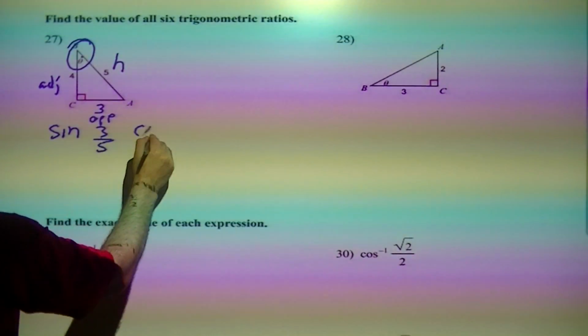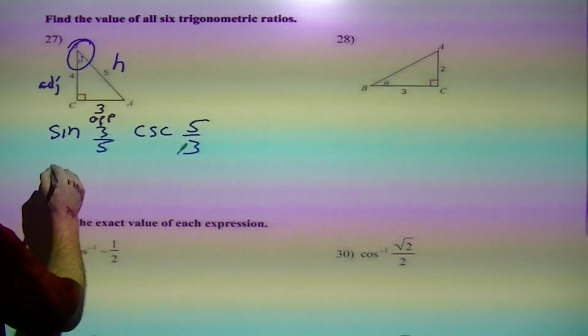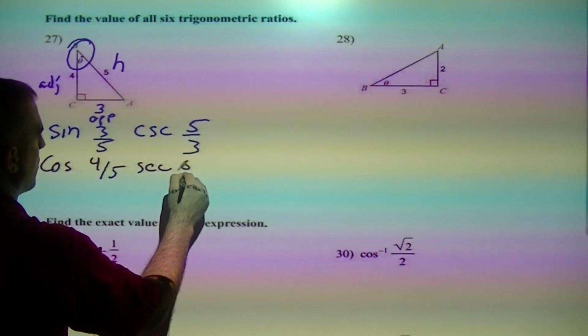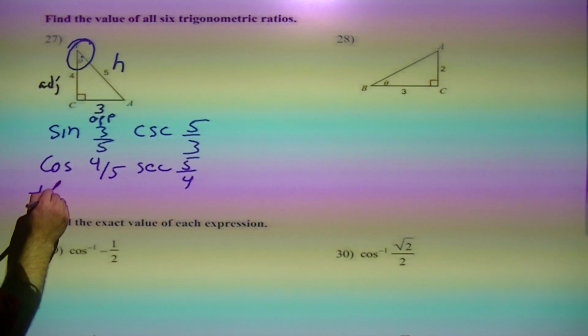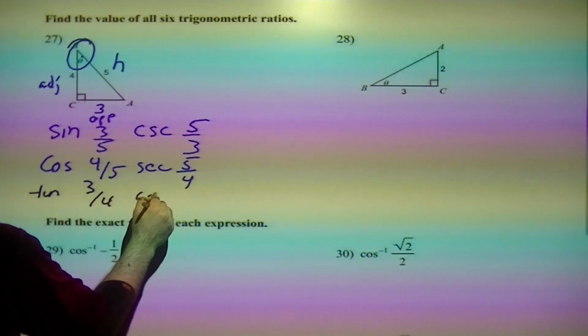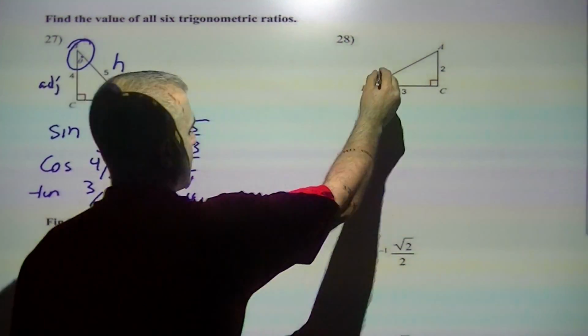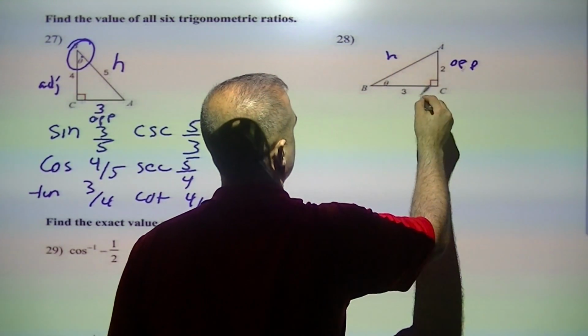It changes. So sine is 3 over 5, cosecant 5 over 3. Cosine would be 4 over 5, making secant 5 over 4. And then tangent would be 3 over 4, and cotangent would be 4 over 3. All those are reduced.